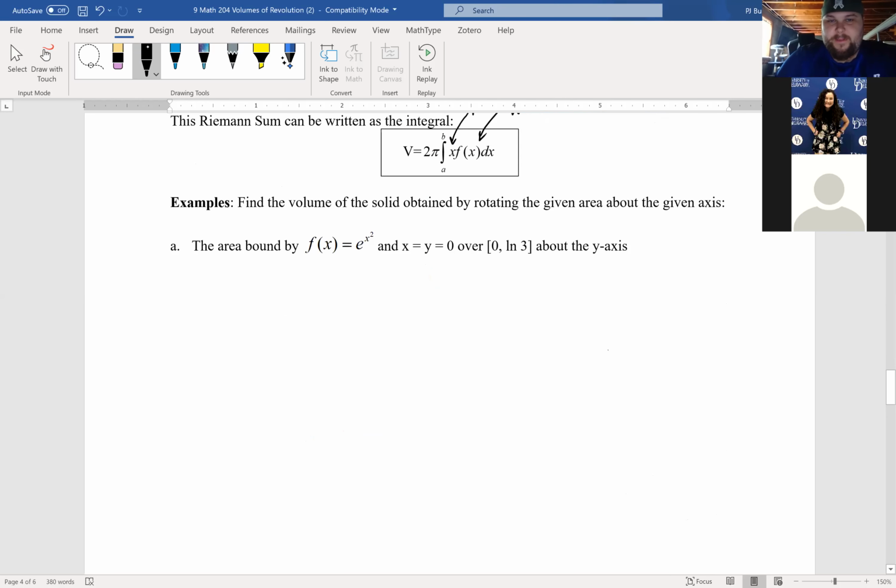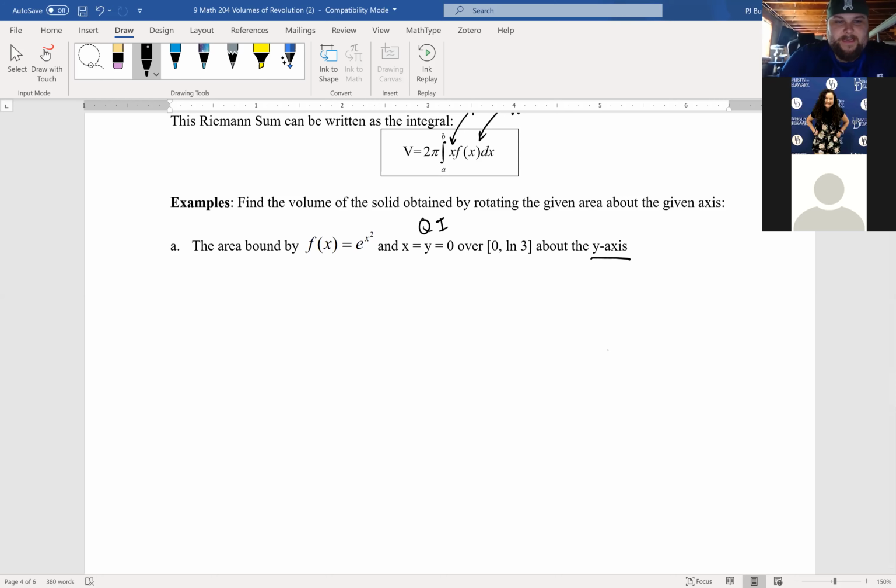So let's go ahead and try one of these. It says the area bounded by this function, e to the x squared. It also says x equals 0 and y equals 0. That is typically going to tell us that we're in the first quadrant. And they give us our bounds. And then they also tell us to rotate about the y-axis.